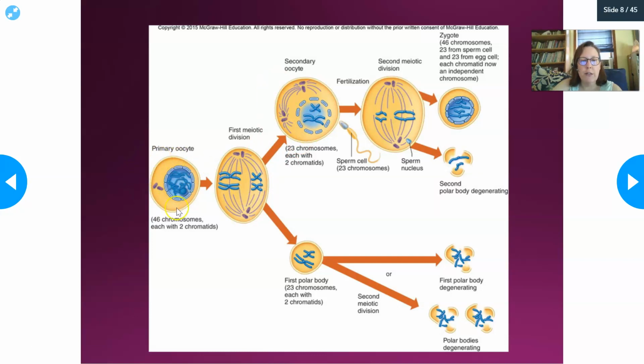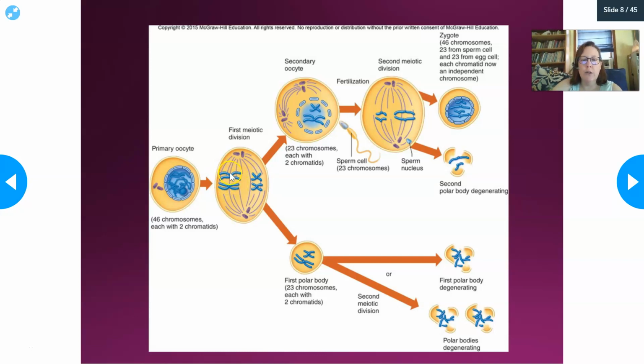So when you start here with this basically egg stem cell, the primary oocyte, you have 46 chromosomes, each with 2 chromatids. What this means is you have 46 chromosomes that have already made copies of themselves. So really, if you counted the chromosomes, without considering the ones attached by chromatids, you actually have 92 of them. But if you look at it here, this could be chromosome 1. Normally you have an arm of chromosome 1 that the mom here got from her mom, and one that she got from her dad.